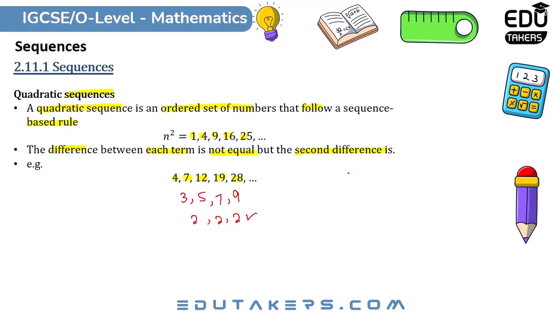Similarly for this series, which is 1, 4, 9, 16, 25 and so on. Their first order difference: 4 minus 1 is 3, 9 minus 4 is 5, 16 minus 9 is 7, 25 minus 16 is 9. And their second order difference will be 5 minus 3 is 2, 7 minus 5 is 2, 9 minus 7 is 2. So these two are quadratic sequences.